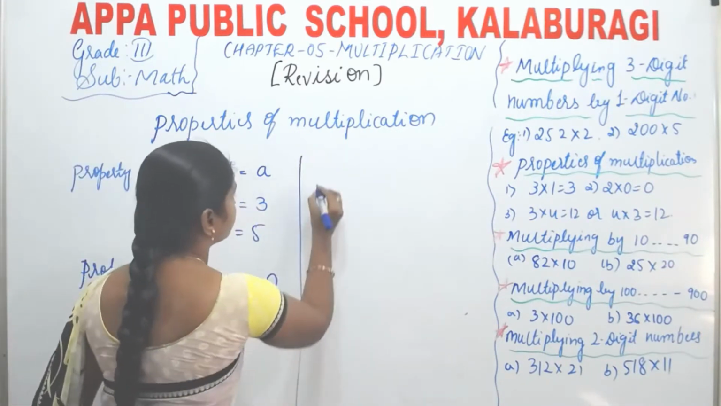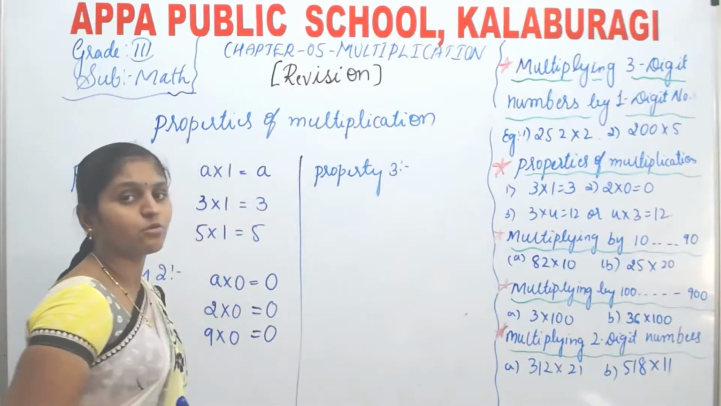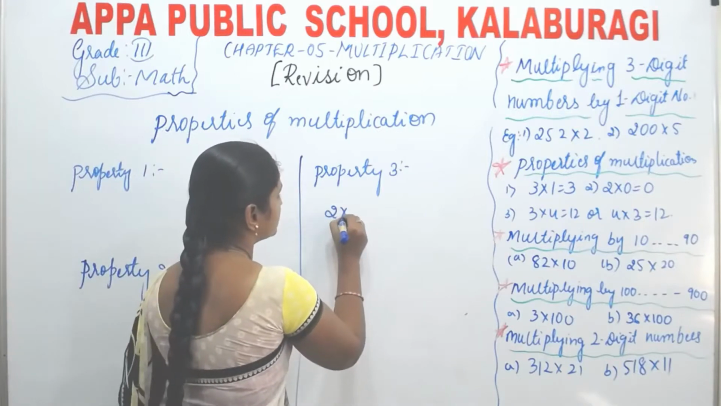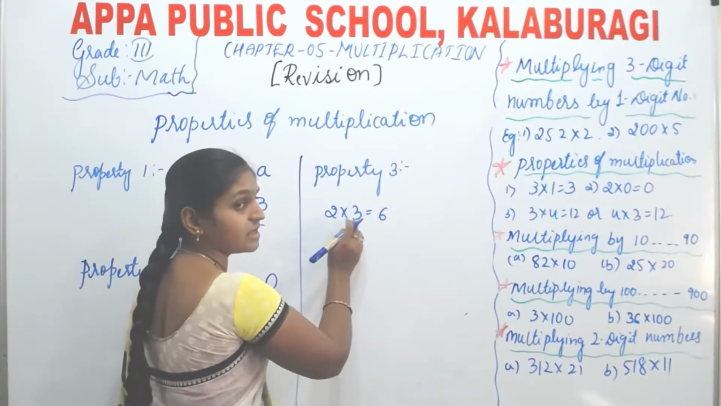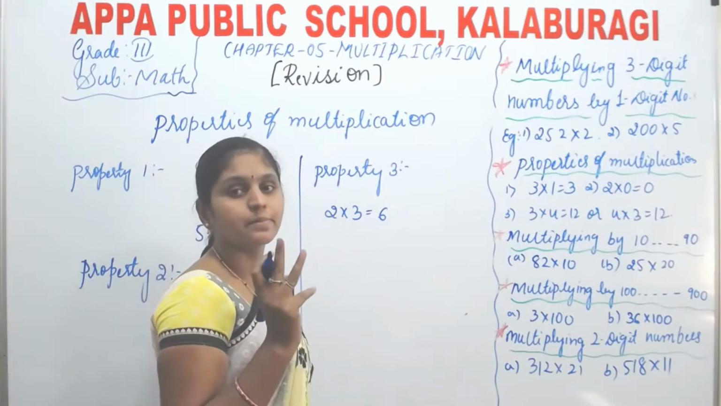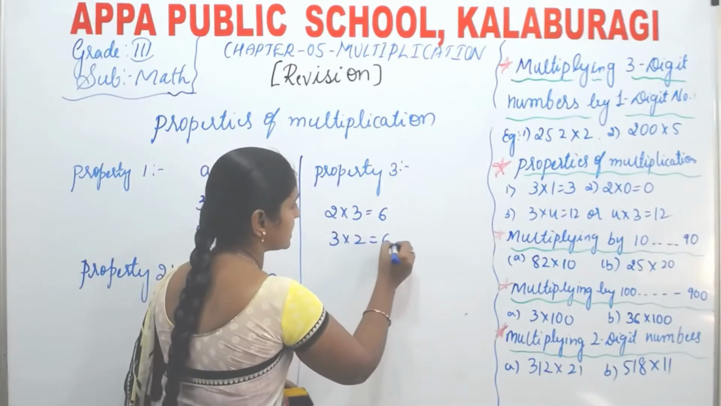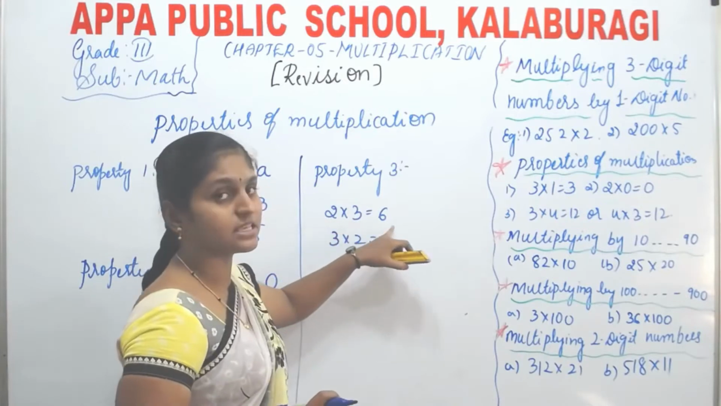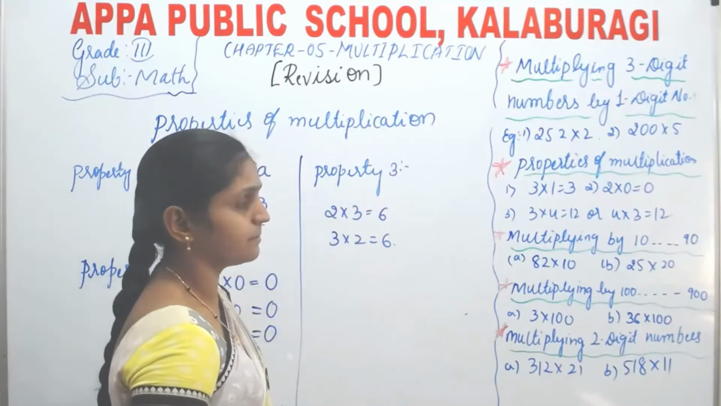Property number 3. What does property number 3 explain? If we multiply two numbers, 2 3s, we get the product. 2 3s are 6. Multiply the two factors, we get the product. You may multiply 2 3s are 6 or 3 2s are 6. Vice versa, alternatively. Yes, so this is property number 3.